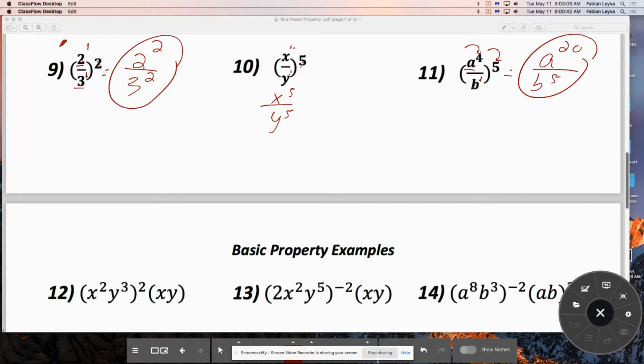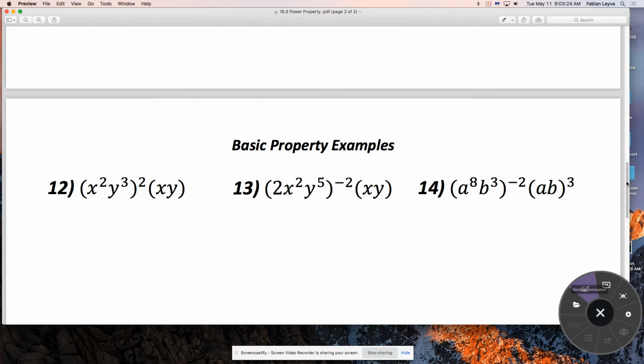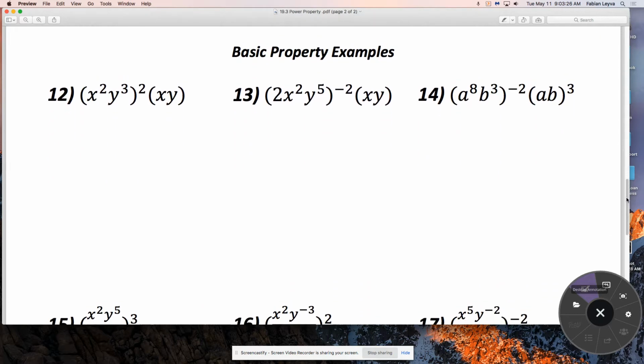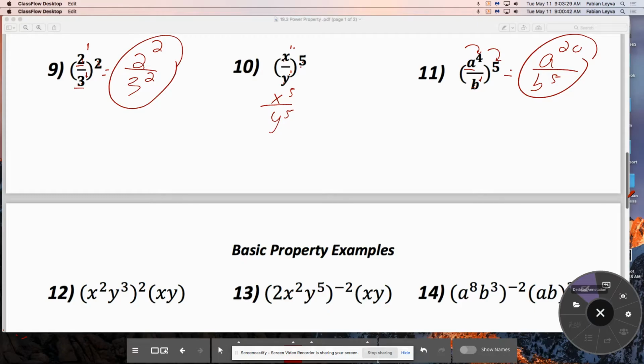Now, that is pretty much as basic as we can get in terms of understanding all the little things to watch out for with the power property. Now let's put it together with product power, all those other properties that we've learned, to make sure that when you have them all in one example, you know what to do.